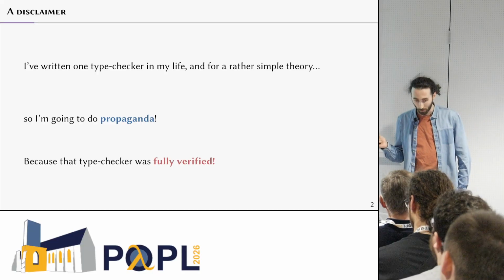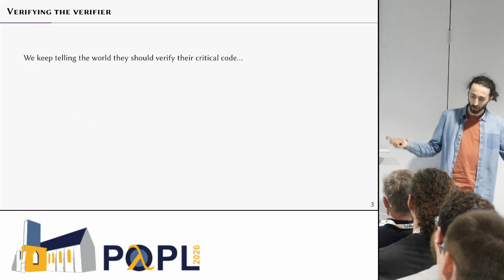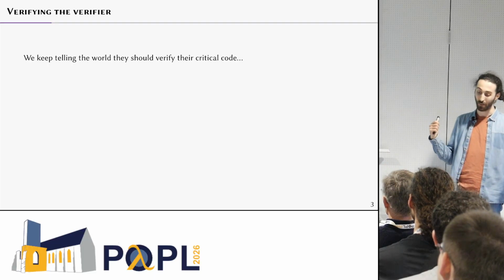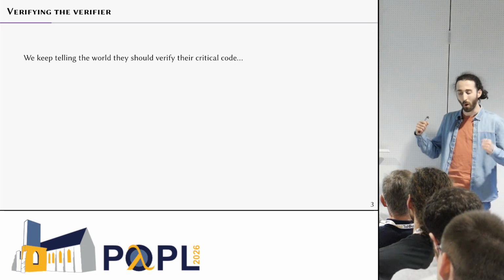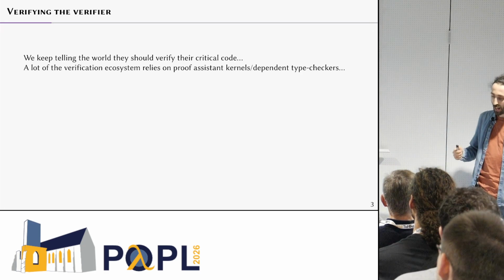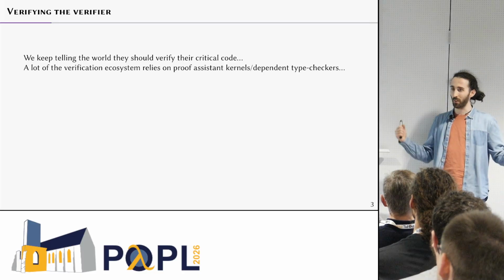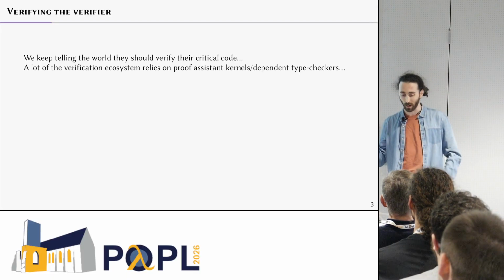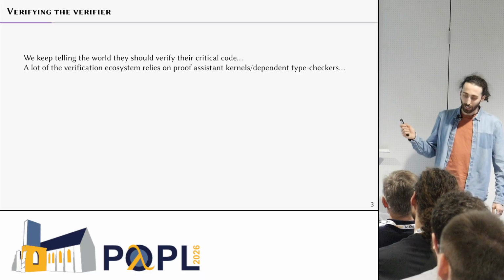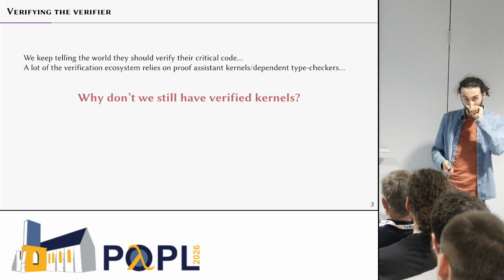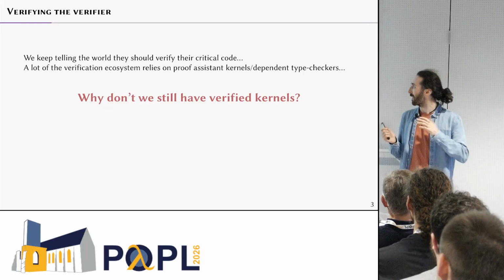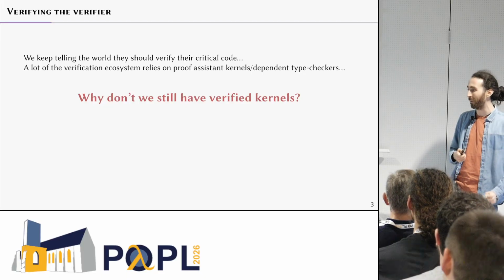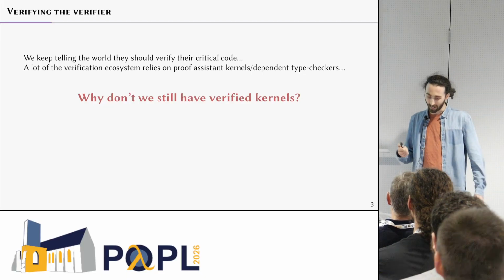My motivation is that we keep telling the world that formal verification is amazing, formal methods are really cool, they all should verify their very critical code. And then we have this whole verification ecosystem and all this fancy infrastructure that relies ultimately on these proof-assistant kernels, which are really dependent type checkers. And then we still don't have verified kernels. I don't know about you, I'm kind of bothered by this: if we can't use our own tools to verify our own critical code, what are they really that good?